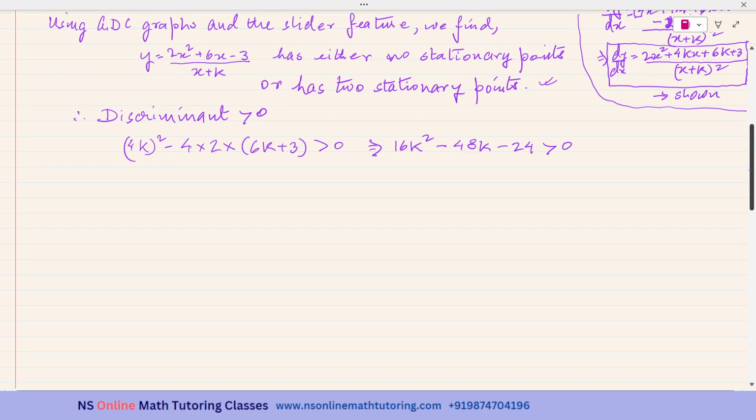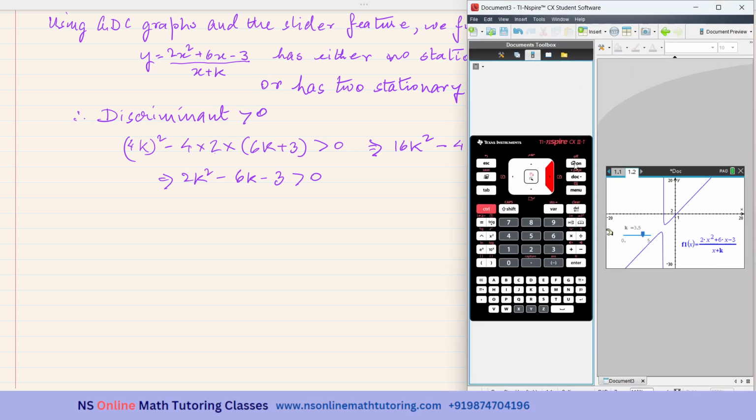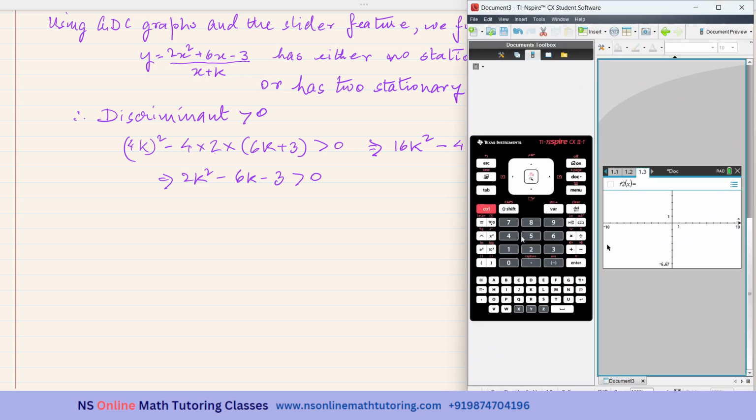I may reduce the coefficient, so I'm dividing the inequality by 8. So it becomes 2k square minus 6k minus 3 is greater than 0. I don't think that it can be factorized, so I'll be using the graph. Instead of k, I have to take x. So it is 2x square minus 6x minus 3, enter.